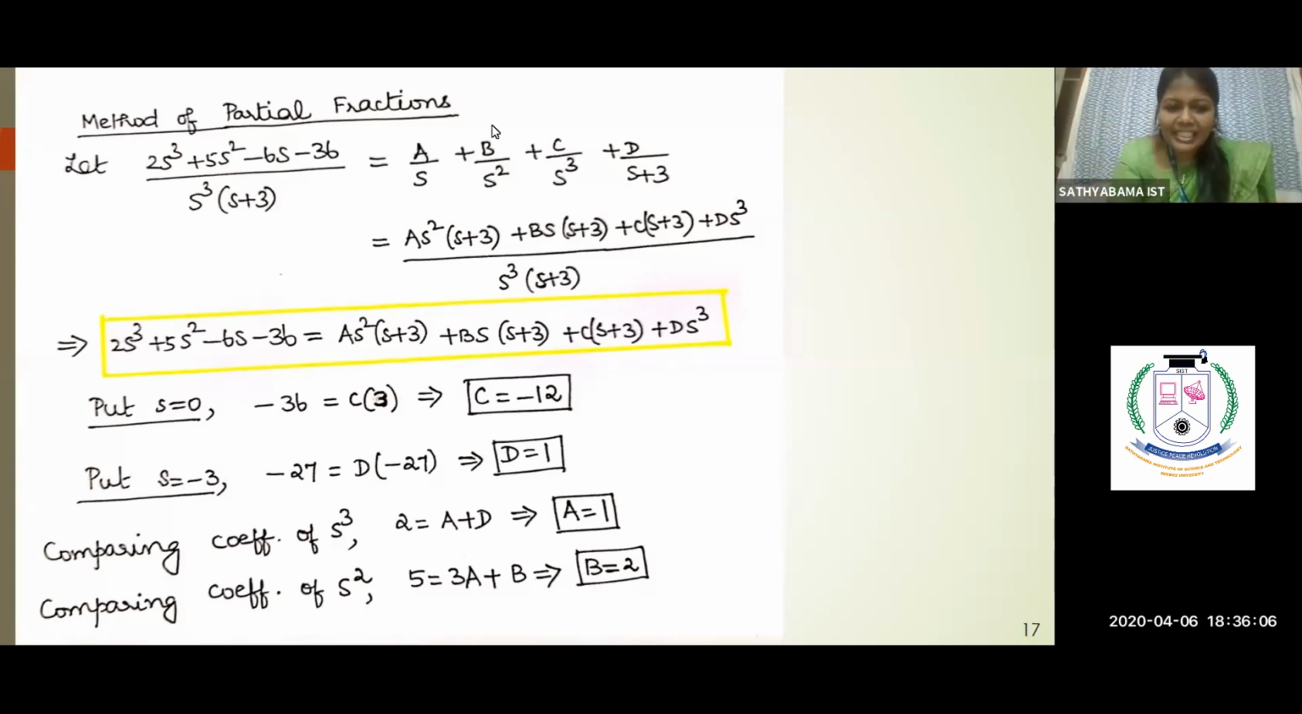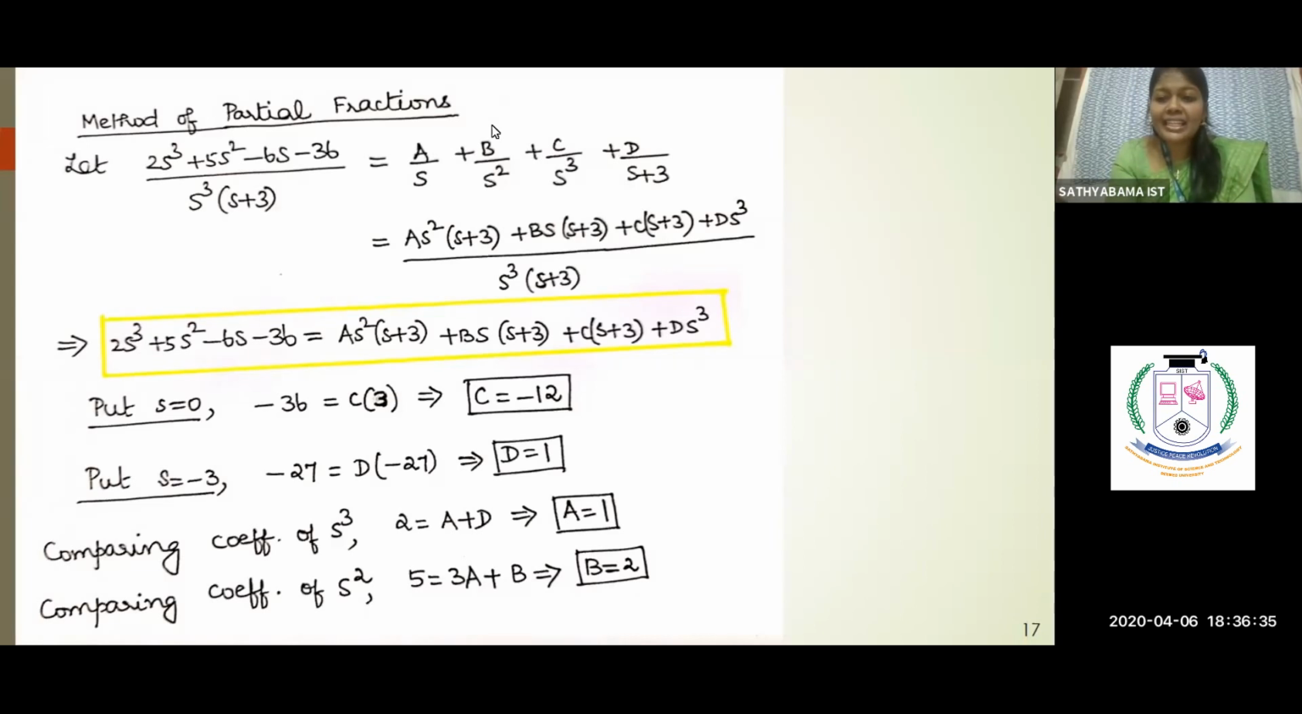So, when you put s equal to 0, you can immediately find the value of C, because everything else will become 0. When you replace S by 0, the A term will become 0, the B term will become 0, and the D term will also become 0. So when you put S equal to 0, the left hand side is just minus 36. On the right hand side, everything else becomes 0 except the C term, C into 3. So what is C? Minus 12.